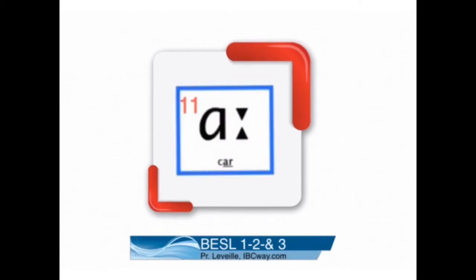Number 11. Whenever you see those 2 points, they call them colon in English. Those 2 points, you can use an R. I think Americans, they use R instead of the 2 points, so it's like AR, right? So number 11, R as in car.